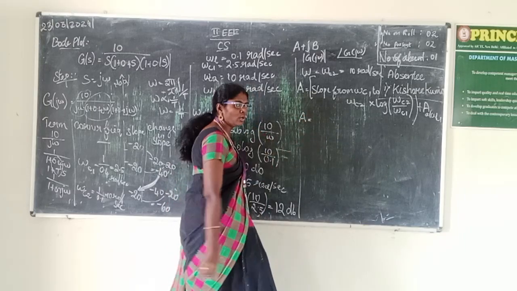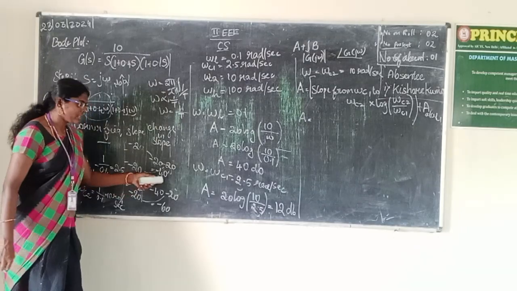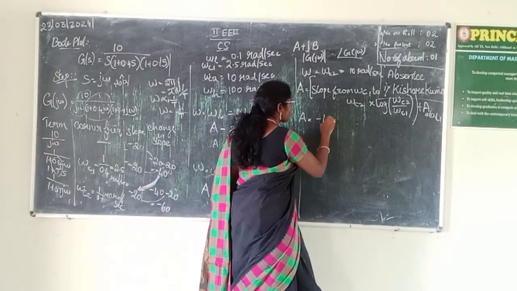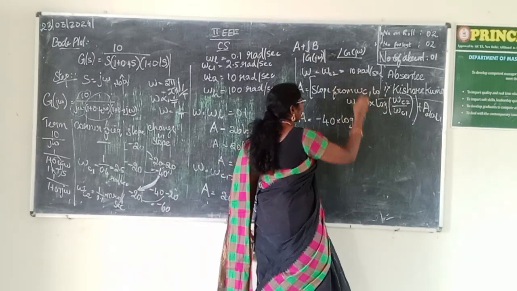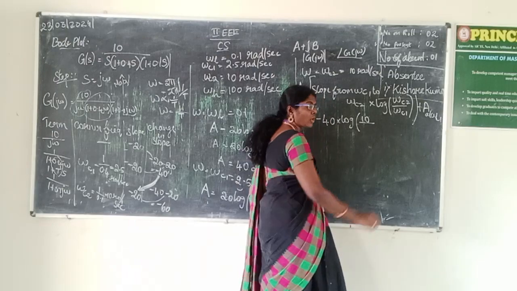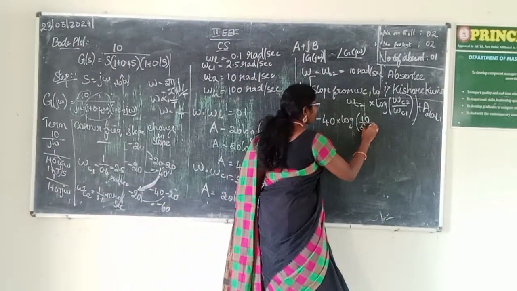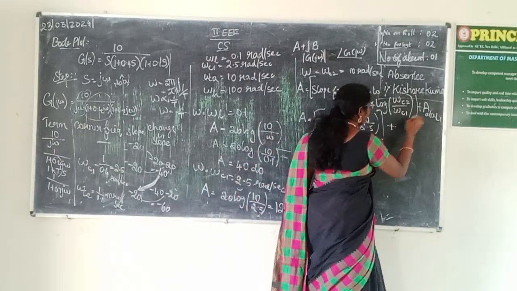A is equal to what? What is the slope from omega C1 to omega C2? The slope is minus 40. So it is minus 40 into log of what is omega C2 we have taken? It is 10. What is omega C1? It is 2.5. First do this bracket, then add it with A.